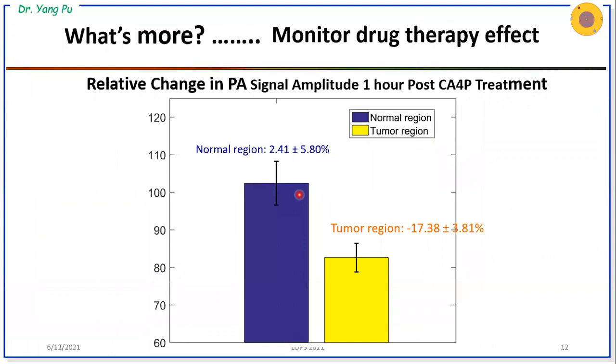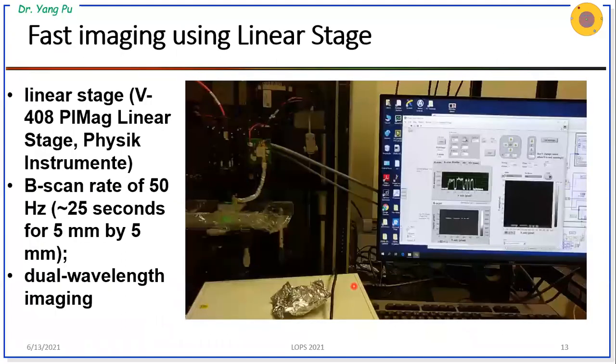To quantify the change, the PA signal within the normal region and the tumor region was integrated within the blood vessels. This bar graph gives our quantitative change for post-treatment over pre-treatment for 6 mice. We can see almost no change for the normal region, but there is a big change for the tumor region. So it is concluded that our PAM system is successfully applied in intrinsic-contrast vascular imaging to monitor the drug's therapeutic effect, label-free.